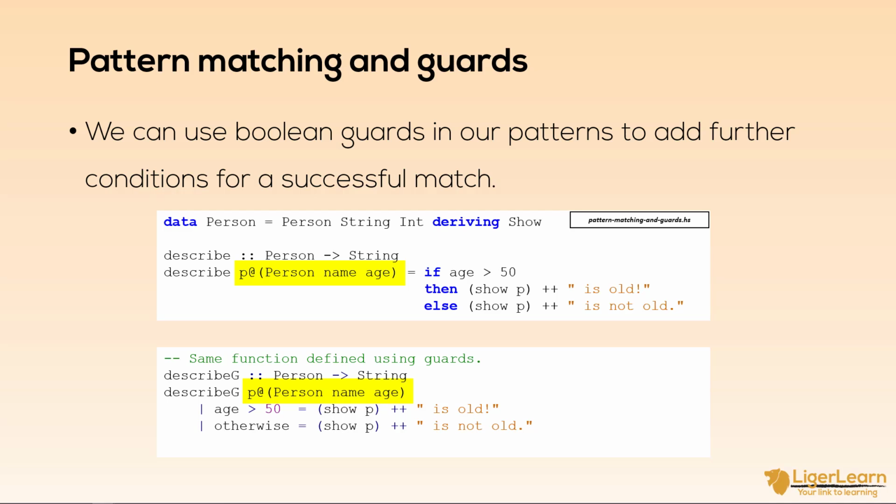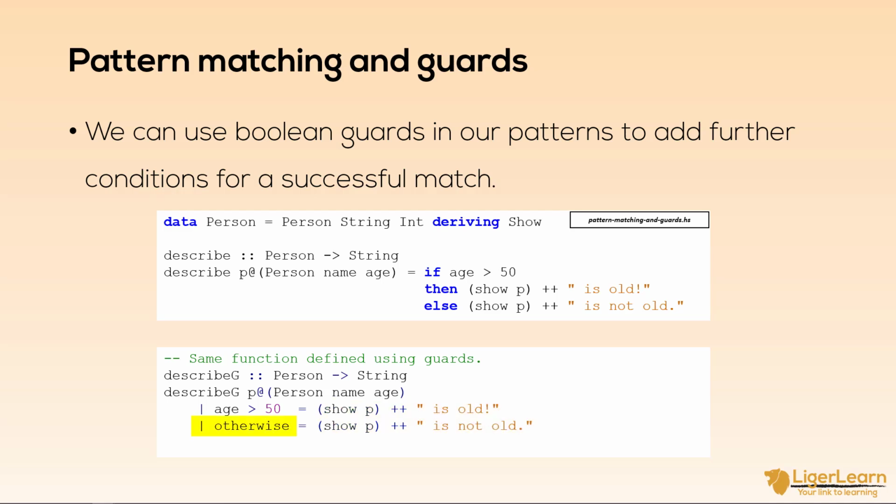The initial pattern for both functions is exactly the same. We use an as pattern to define p to represent the whole person and then deconstruct the values within the person. But then, instead of giving an equal sign, we give a sequence of guards. A guard begins with a pipe symbol, then it requires an expression which will evaluate to a Boolean, either true or false. Then we can provide the function body which will run in case the expression evaluates to true.